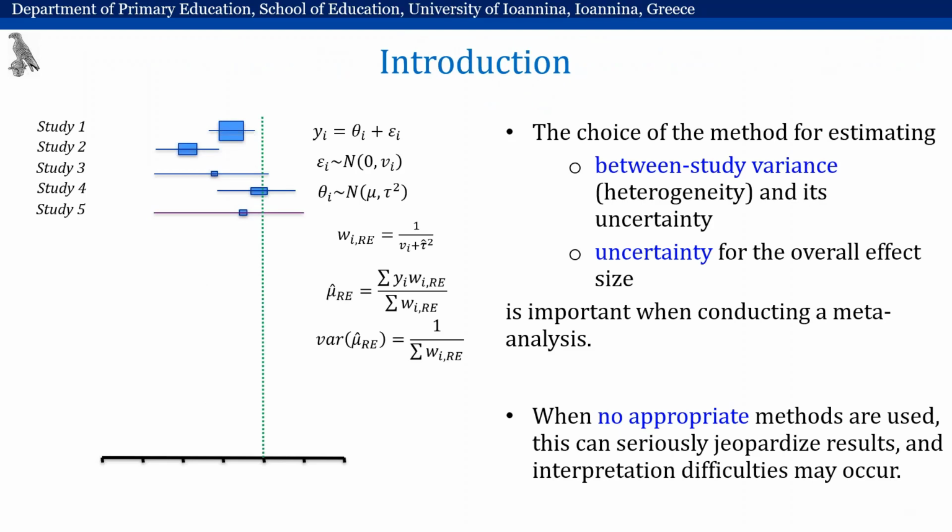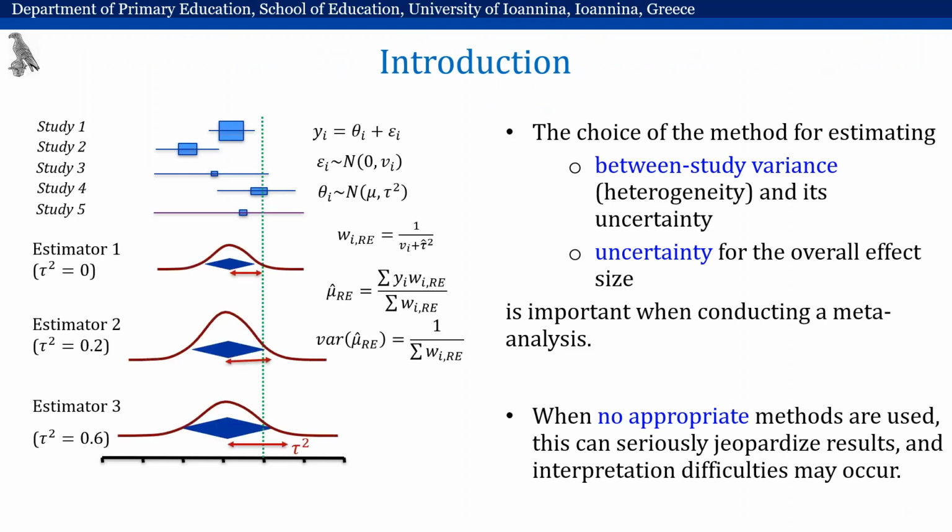So let us consider a fictional example with 5 studies. The choice of the method to estimate the between study variance may give different results on the estimated value, and therefore this may impact on the estimation of the overall effect size and its uncertainty through the study-specific weights that are calculated under the random effects model.